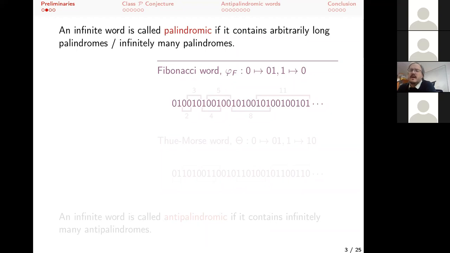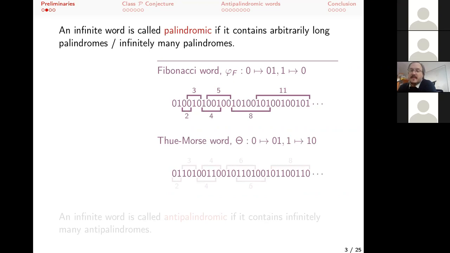Here you see a prefix of this infinite Fibonacci word, and you can see the palindrome 00, the palindrome 010, 1001, and so on. In fact, we know the exact number of palindromes for any given length in the Fibonacci word. Another example, and I will need this morphism later, is the Thue-Morse word, the fixed point of the Thue-Morse morphism, which sends 0 to 01 and 1 to 10.